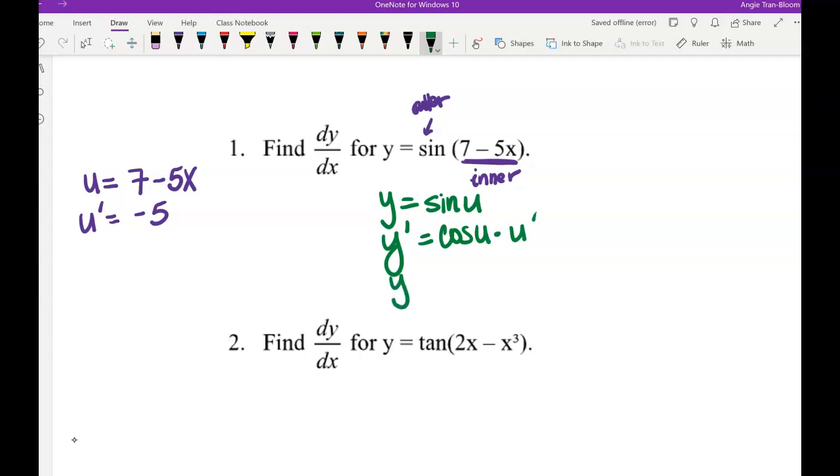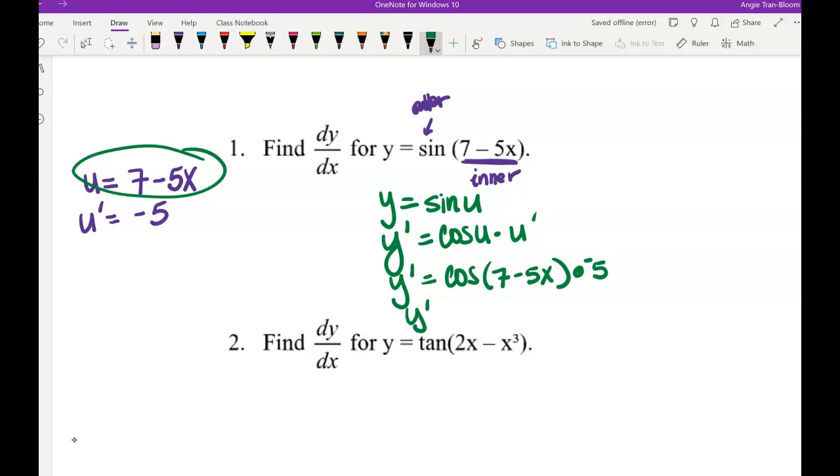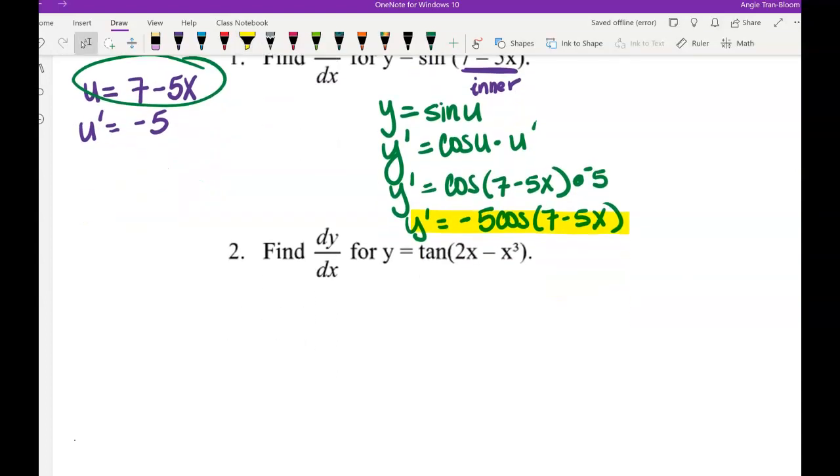Well, we can just put u back in. So y prime equals cosine of u, which is 7 minus 5x, times u prime, which is negative 5, so times negative 5. We don't normally put the constant at the end, so we're just going to move it to the front. So just like this. And that's your final answer. Let's box that up.